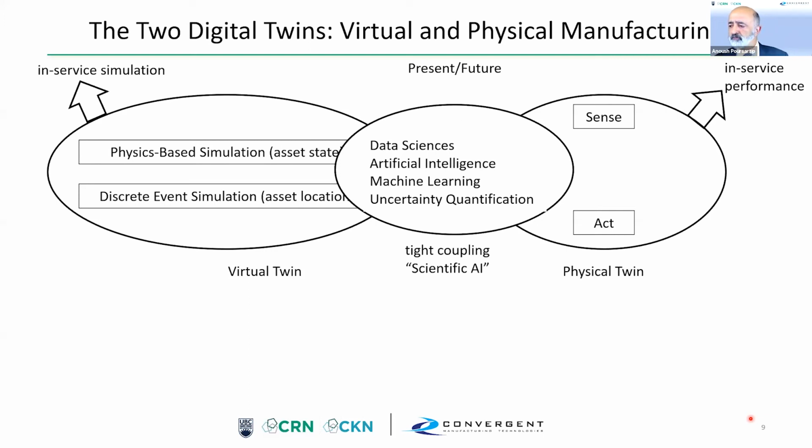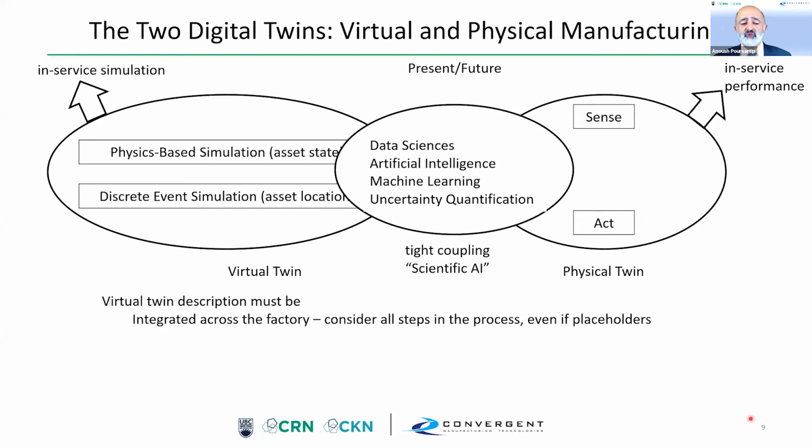A couple of comments to make about the virtual twin. The virtual twin description must be integrated across the factory. You have to consider all the steps in the process. Even if today we do not have the full knowledge, we should be putting in placeholders. The other one is that we should be using consistent science-based state variables across all the cells in the factory so we can propagate our understanding right across the whole factory.